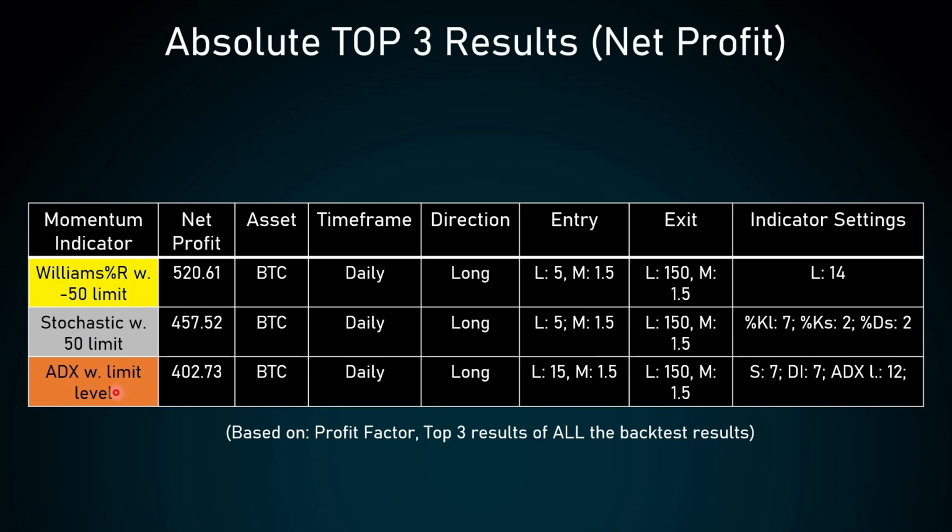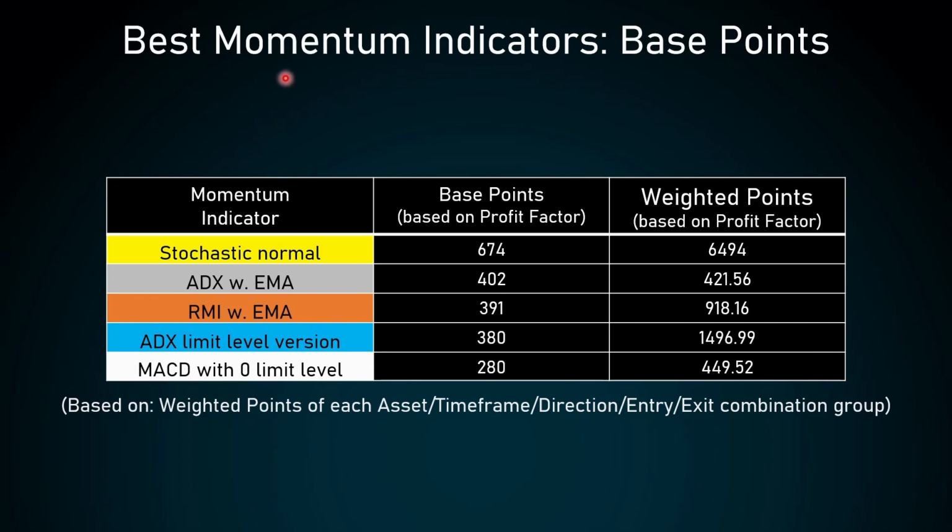Okay, now let's see which are the best momentum indicators. Here you can see the best momentum indicators based on base points. The first place goes to the stochastic normal, which gained 674 base points. The second place goes to the ADX with EMA with 402 points. And the third place, the RMI with EMA with 391 points. So based on the base points, the part 1 video's winner, which was the ADX with EMA, now got to the second placement.